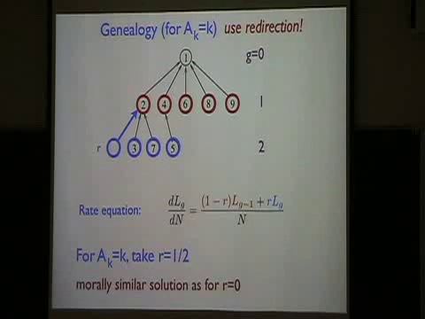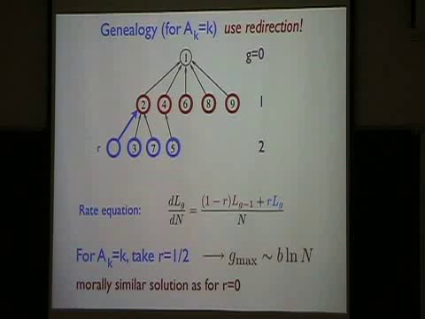What I would say here is that this equation is morally similar to the equation when r is equal to 0. You can't solve this one exactly in all detail, but one can look at it asymptotically and get the same character of the solution, which is that the largest degree is of the order of log n itself. So one sees that both for the random recursive tree and for linear preferential attachment, one has a logarithmic growth in the diameter of the network.